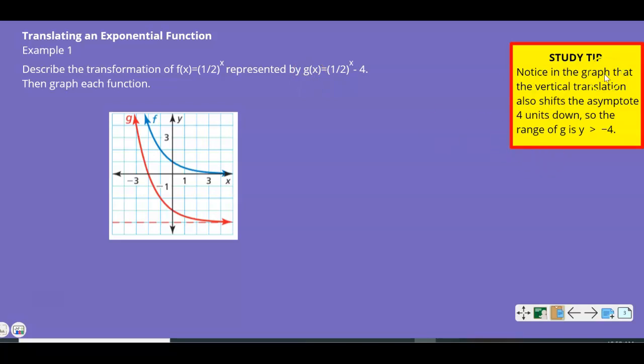Now, study tip, notice in the graph that the vertical translation also shifts the asymptote 4 units down. So the range of g is y greater than -4. So here the range would be y greater than 0, but for g of x, the asymptote shifts down with the function. Just like the whole function shifts down, so does the asymptote. And remember, the asymptote is the line where the graph approaches, but it never actually touches that. But that does change the range of g of x, so the range would be different than f of x.